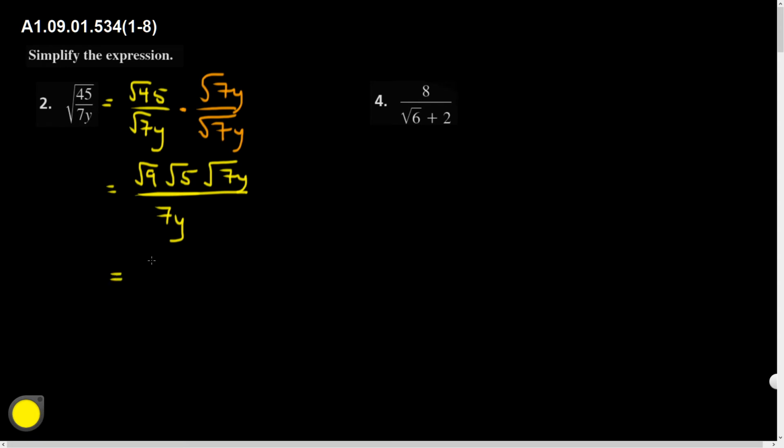Square root of 9 up top is 3. Square root of 5 times 7 is 35 with a y still on the inside, over 7y. I can't cancel out these because there's no common factor. I'm not allowed to cancel out these because one's in a radical and one is not. And same thing goes for the y's. So that is done in that form.